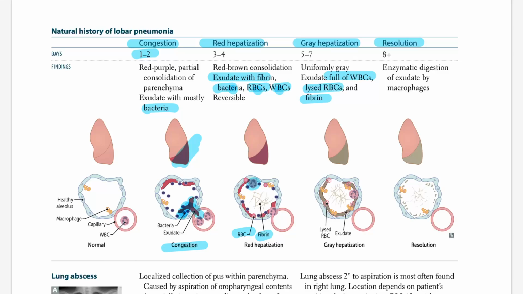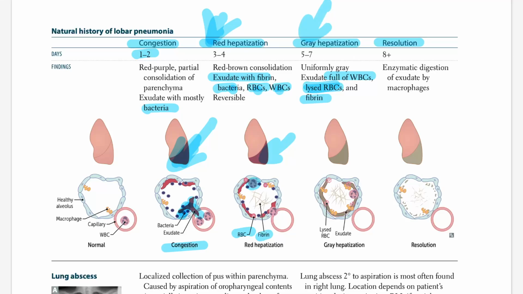You call it gray. Here you call it red because you have full-blown RBCs going in there, causing a full red color. Same thing goes here. Exudate with all that exudate going in, starting to go in. That's the congestion. Red hepatization. It's all of that blood going into it, causing red hepatization. That blood, then when it gets lysed, it's going to form a gray hepatization.